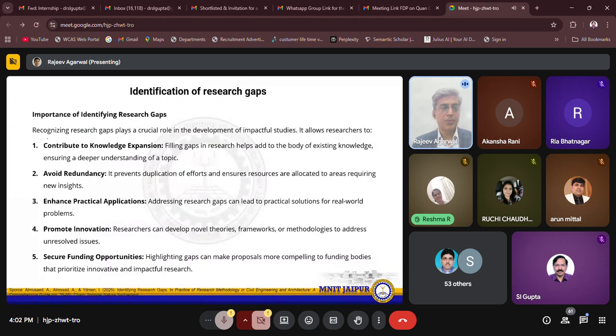Second, why it is very important to identify the research gap. Why is that important? Because you are contributing to knowledge expansion. You are avoiding redundancy and duplication of effort, because otherwise I would say people have already done it, so why am I going to do it. Then you are trying to enhance practical applications. Then you need to promote innovations. And you want to secure funding opportunities.